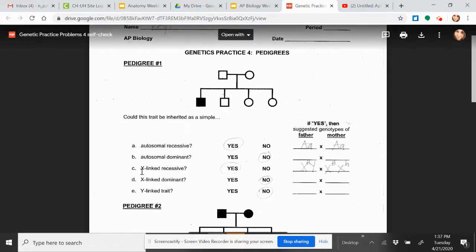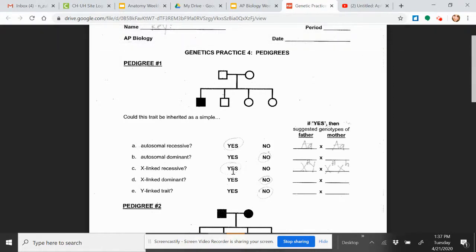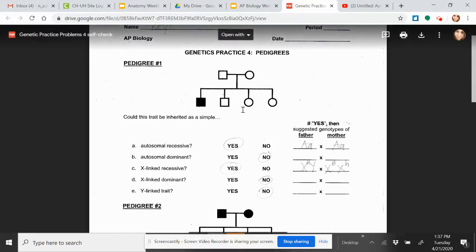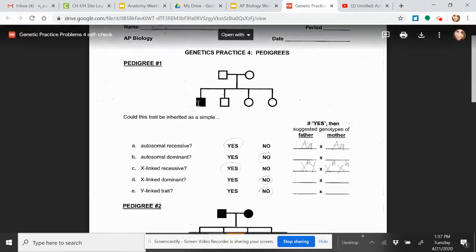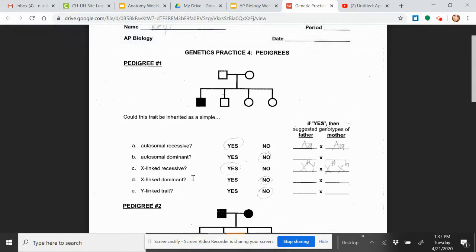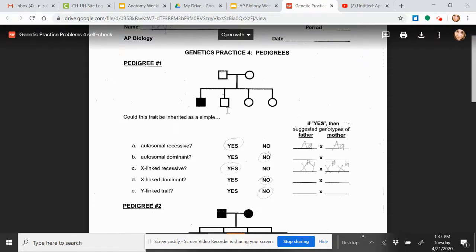You could say this is sex-linked recessive, yes, because it is recessive. You could also say that it is autosomal, yes. So we don't know for certainty because we don't have enough circles and squares to determine if we see more males than females. It can't be dominant, again, because not every male has it, and we see it skipping generations.